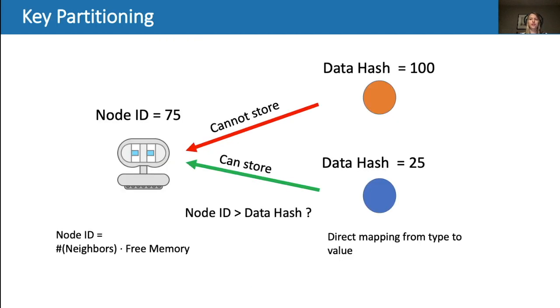In the paper, we tested 2 ways of partitioning the keys to match data to robots. One of them is based directly on the type of data. We directly map more important data types to higher data hash values. The node ID of the robot is the product of its number of neighbors and its amount of free memory. And a robot can store a tuple if its node ID is higher than the data hash.